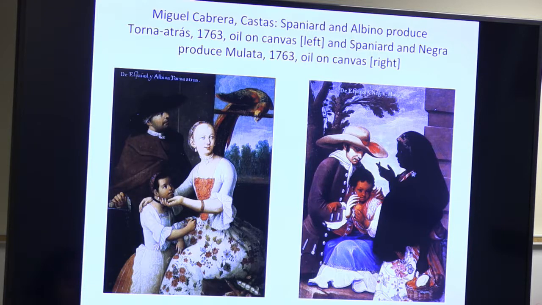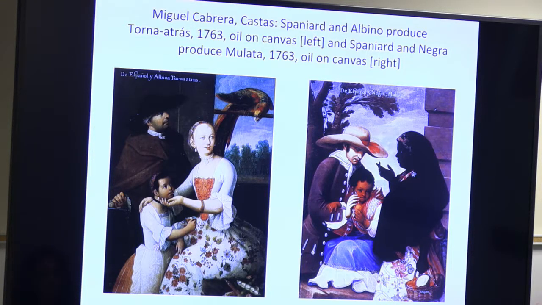Torna atrás, some of these names are crazy. It means turn backward, to look backward, or to go backward. Okay? So in the cast paintings, we know this genetically is improbable, but at least in the language of cast paintings, it's codified, where the albino woman always has a black child. And this becomes sort of an obsession.